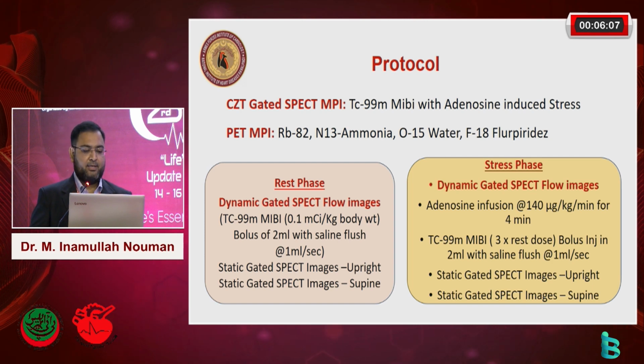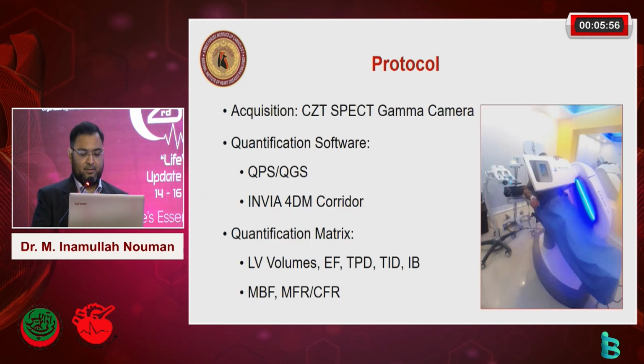We acquire the dynamic images during rest and stress phase, followed by the static images in the supine position and the patient-friendly upright position. We quantify the data acquired through different software like QPS, QGS, and INVIA, and that gives us the estimation of myocardial blood flow and MFR, alongside the traditionally acquired functional parameters like LV volume, ejection fraction, total perfusion deficit, transient ischemic dilatation, and ischemic burden.